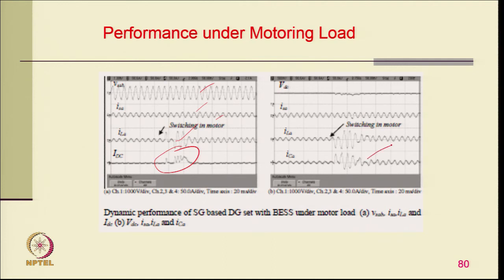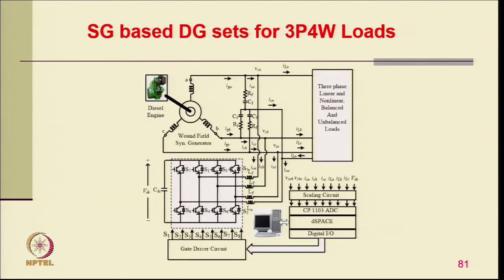However, the reactive power can come from the voltage source converter working as a compensator. So, you are not able to see the starting inrush current of the motor load on this DG set, and you are not able to see any effect on either the generator current or the generator voltage at the point of common coupling. So, all those features are taken care of.